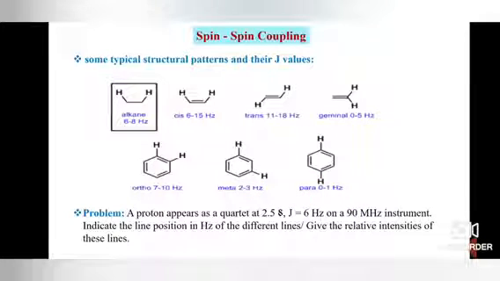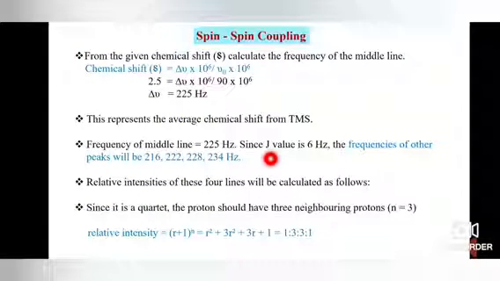We are going to solve one problem here. A proton appears as a quartet at 2.5 delta, with J equal to 6 Hertz, on a 90 megahertz instrument. Indicate the position in Hertz of the different lines and give the relative intensities of these lines. First we are going to calculate the chemical shift value. We know the formula: delta equals delta nu into 10 raised to 6 upon nu 0. Delta nu is what we have to find, which is the frequency. The chemical shift value is given, that is 2.5 delta. So 2.5 is equal to delta nu into 10 raised to 6 divided by the frequency of the instrument used, 90 into 10 raised to 6. So it comes out to be 225 Hertz.